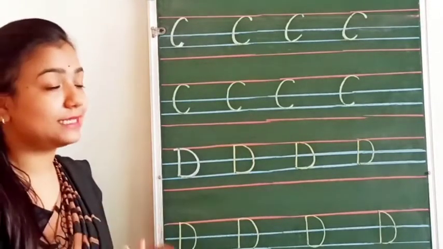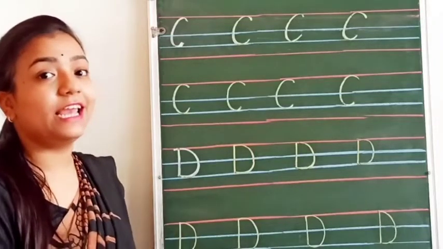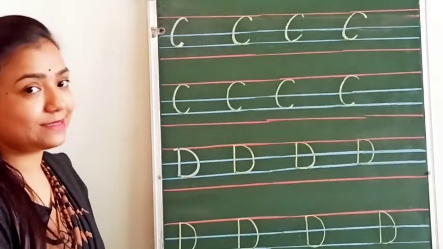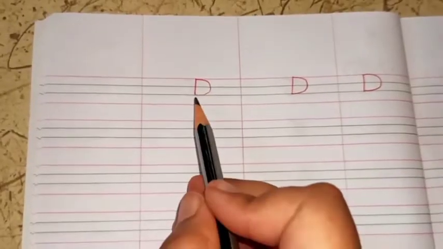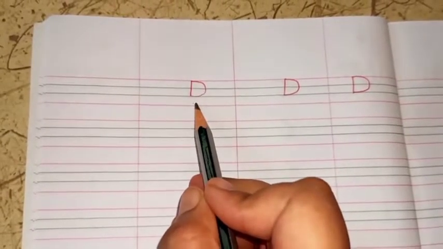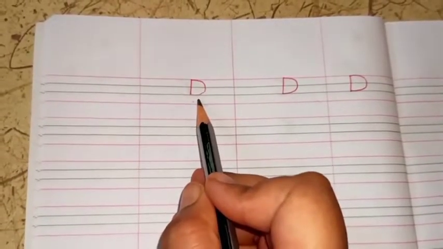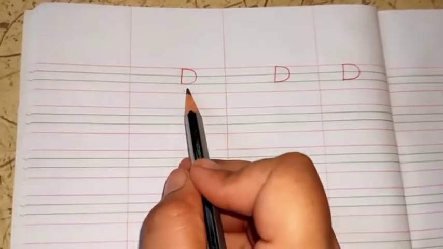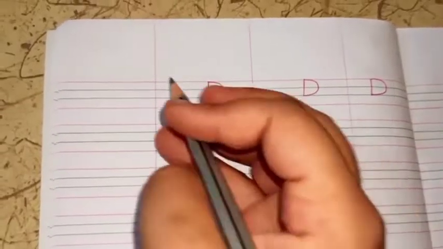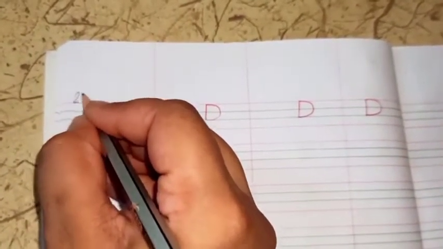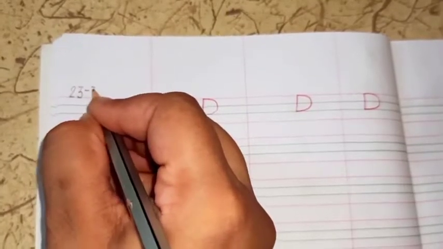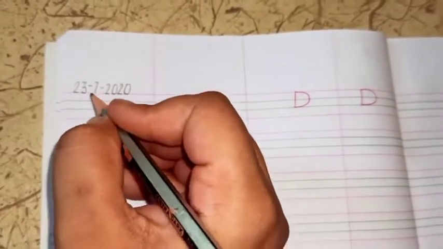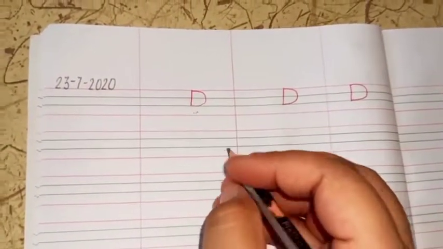Now we will practice this letter D in our English copy. So let's practice. This is letter D. D is for dog. D is for doll. D is for drum. Okay. So firstly we will write the date. So what date is today? Today is 23/7/2020. Okay. Now we will start making letter D.